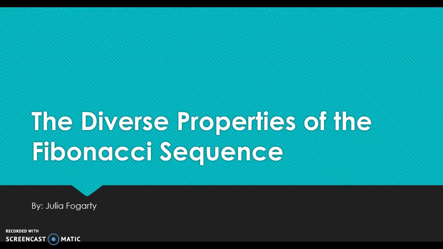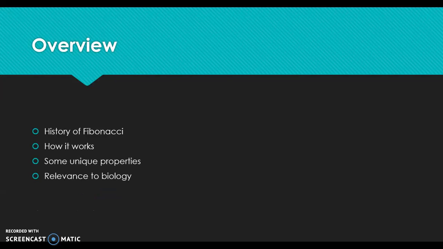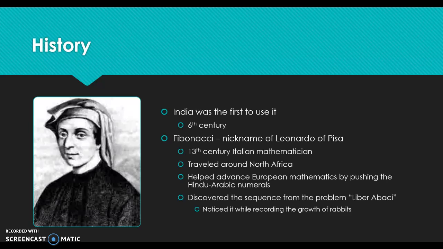So I'm doing my deep dive on the diverse properties of the Fibonacci sequence. A quick overview of what I will be talking about is first the history of Fibonacci and the sequence, of course, how it works, some unique properties it has, and the relevance it has to biology. So to begin, the Fibonacci sequence was used and discovered in India in the 6th century.